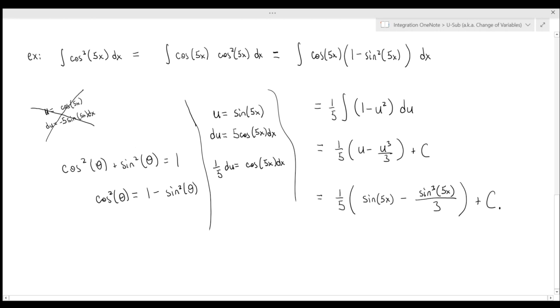All right, but what I sort of intended to illustrate is that sometimes you need to do a little bit of work at first before you can apply your u substitution to it. Any questions about this?